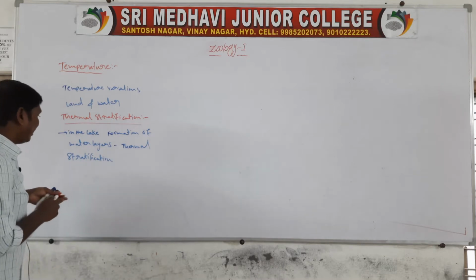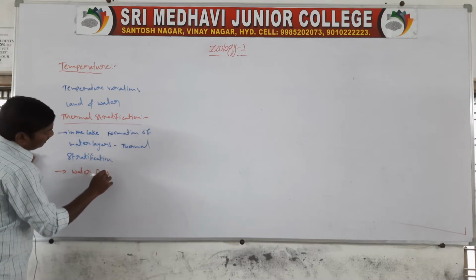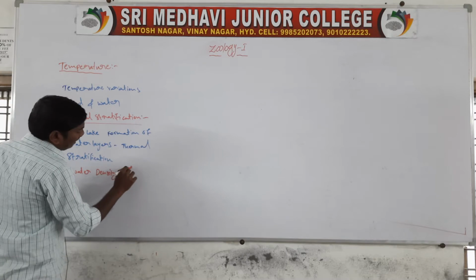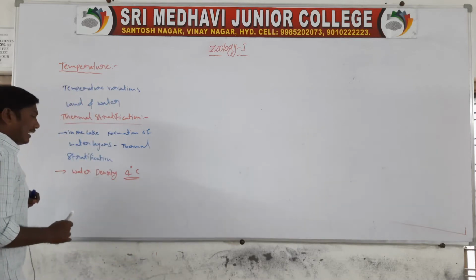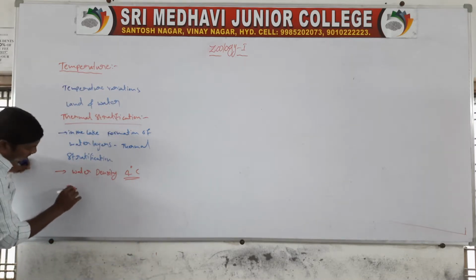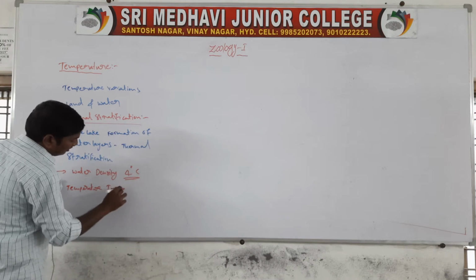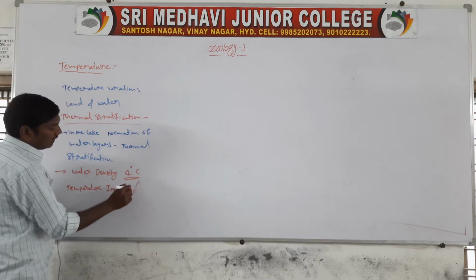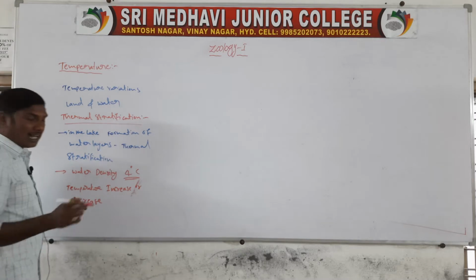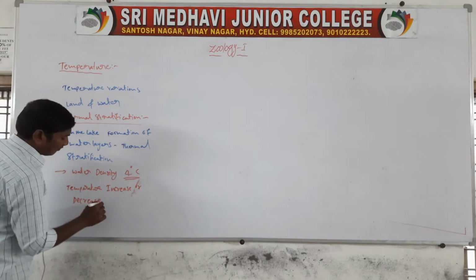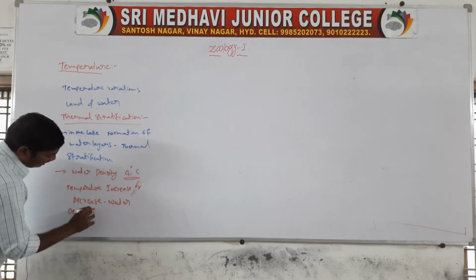The water density is at 4 degrees centigrade. If the temperature either increases or decreases, the water density decreases.